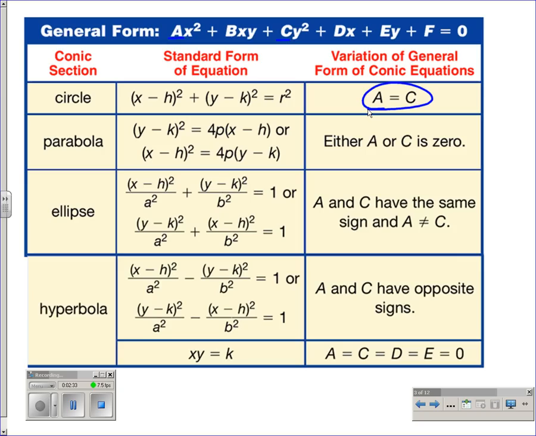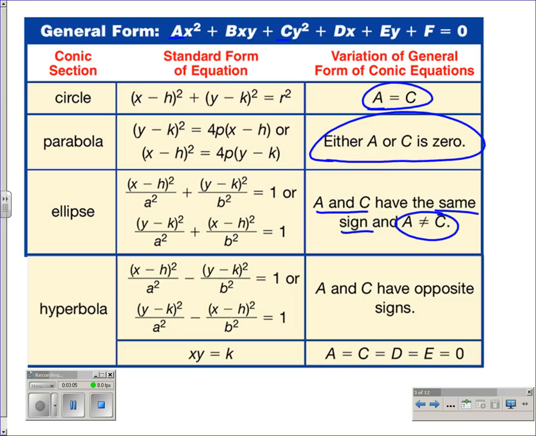For a parabola, either the a or the c has to be 0. One of those two has to be 0 because that would mean you only have one squared term, so you only have either x squared or y squared. So then it would be a parabola. For an ellipse, a and c have the same sign, and they can't be equal to one another, because if they're equal, then it's a circle. Same sign means both positive or both negative, not one of each. So same sign, and they can't be equal to each other, because if they were, it would be a circle. So they are different numbers.